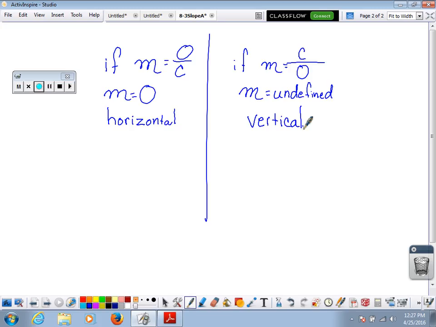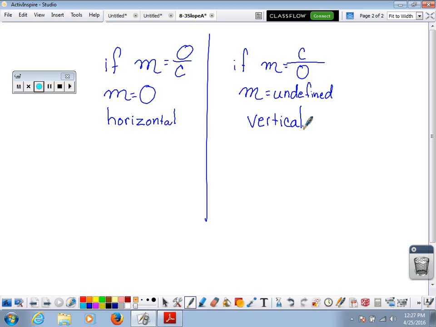Okay, so if you're calculating slope, if you're using that formula, and you end up with 0 on the top of your fraction, hey, that's fine. The slope is 0, and that line is horizontal. But if you end up with 0 in the bottom of that fraction, that means you're dividing by 0, which you can't do. So we say that that slope is undefined, and that's going to be a vertical line.